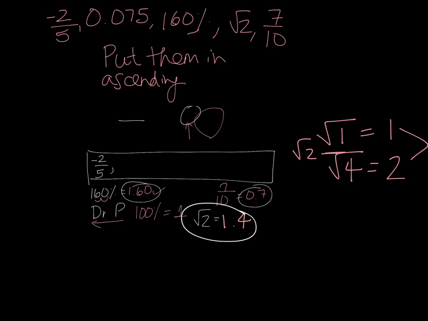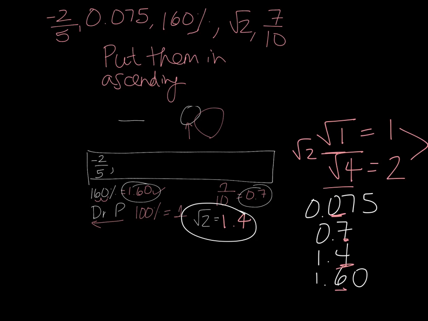converted everything to decimals. Next, biggest number, so I'm thinking that I'm going to rewrite everything. I have 0.075, I have 0.7, I have 1.4, and I have 1.60. Okay? So I'm looking at the tens place. I'm going to underline the tens place. And I'm going to check which one has the least value. This one does, because the tens place over here is 0. So I think the next smallest number is 75 thousandths.